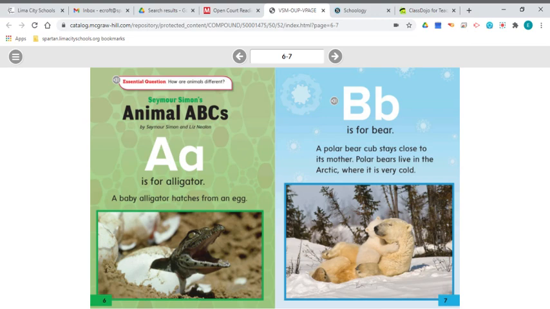A is for alligator. A baby alligator hatches from an egg. B is for bear. A polar bear cub stays close to its mother. Polar bears live in the Arctic, where it is very cold.